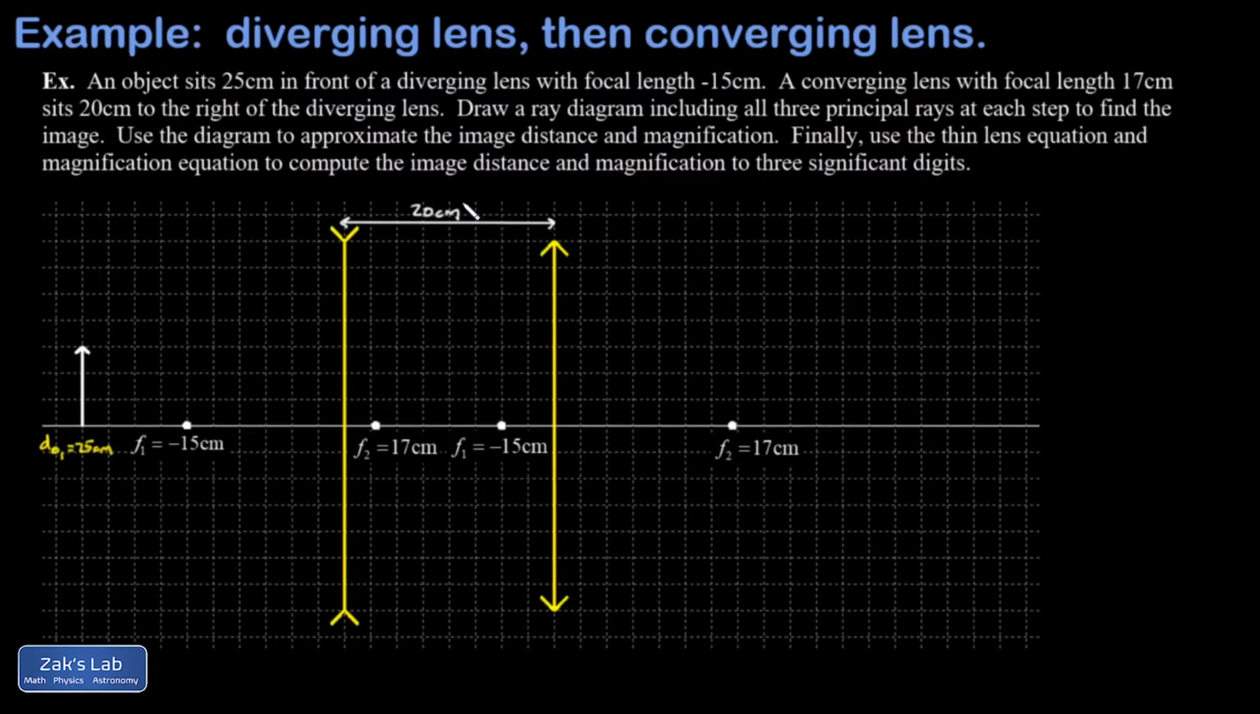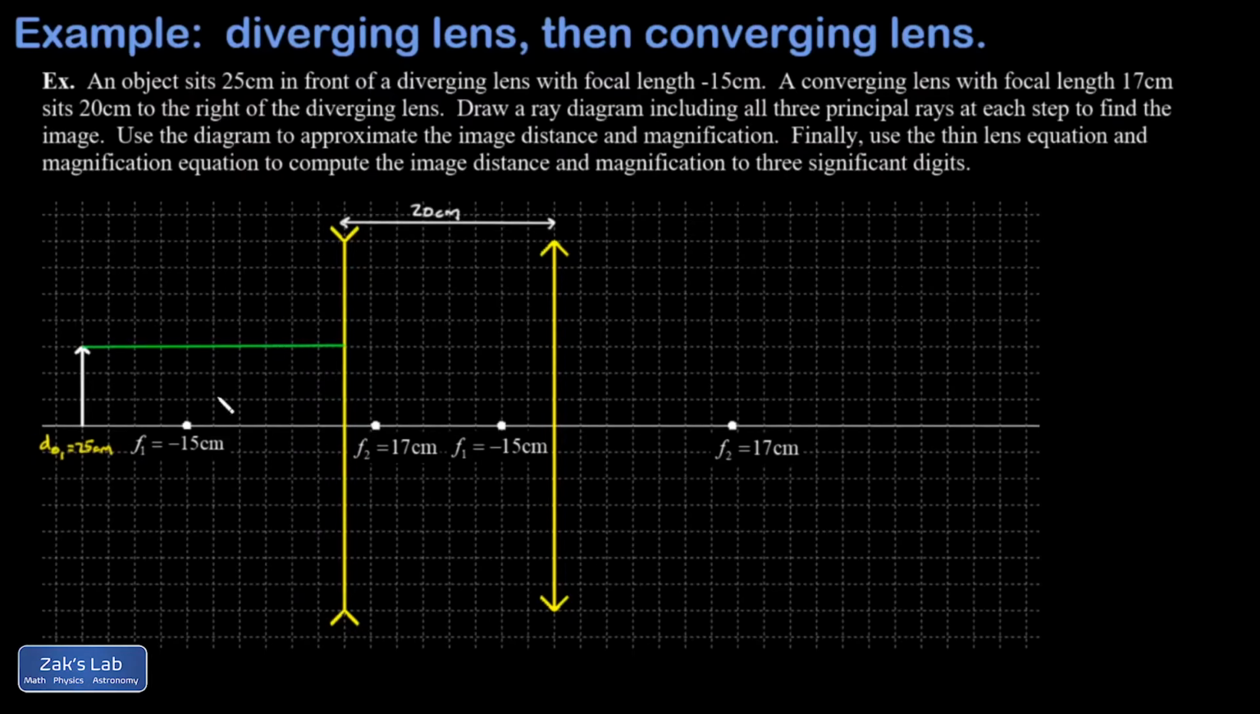We're going to use the diagram to approximate the image distance relative to the second lens and the total magnification of the image. Finally, we're going to use the thin lens equation and magnification equation to find the image distance and the magnification to three significant digits, and hopefully these answers compare favorably. So we start by getting principal rays through the first lens.